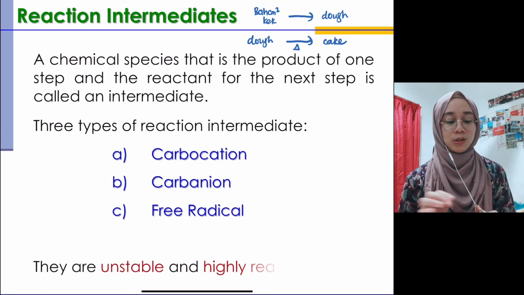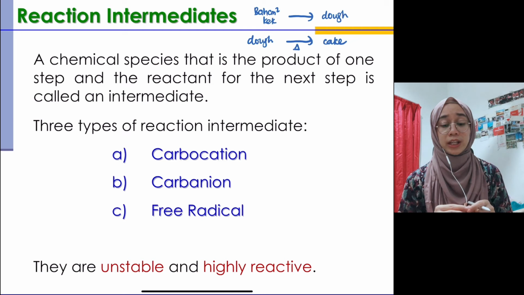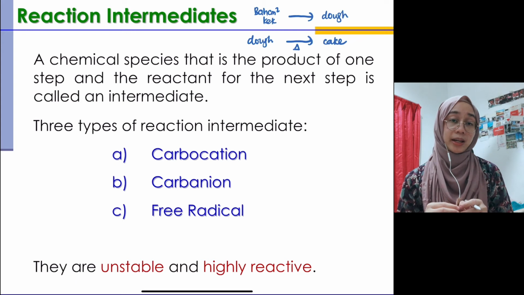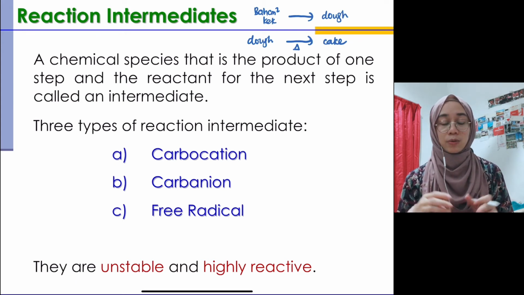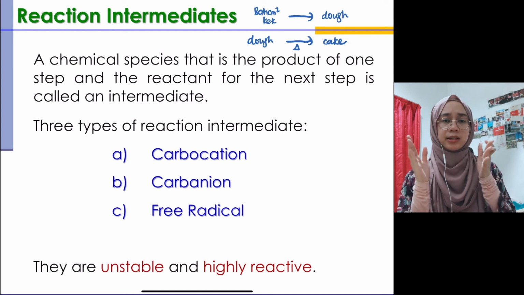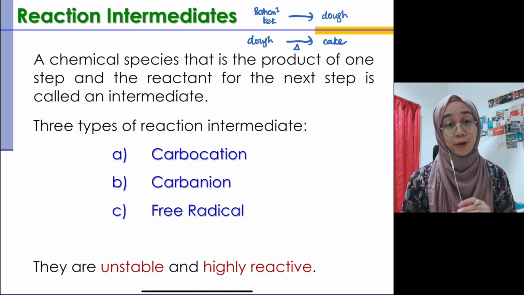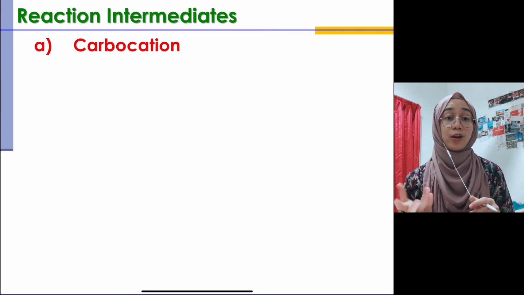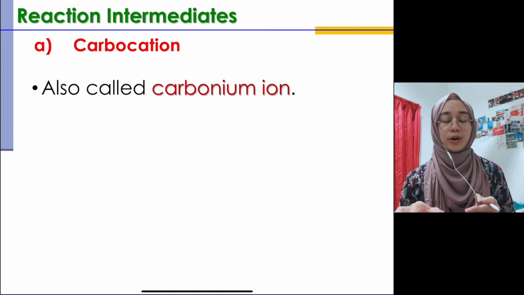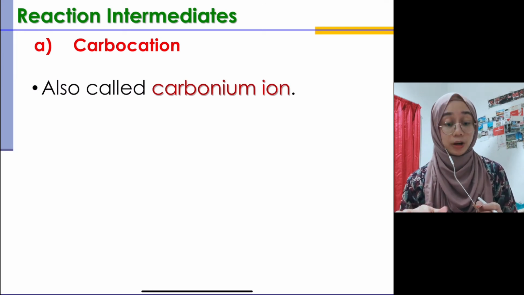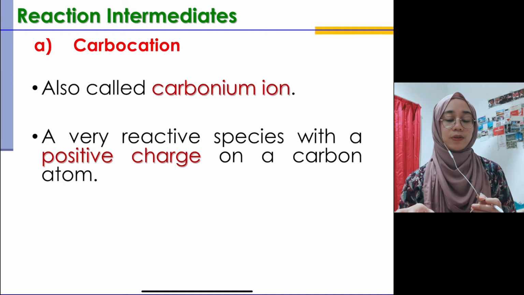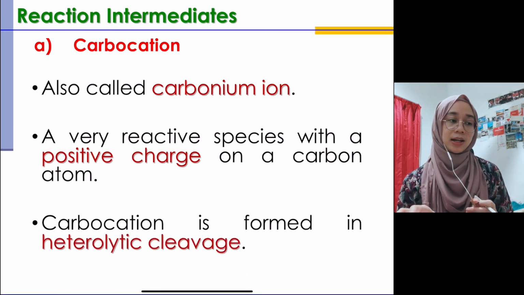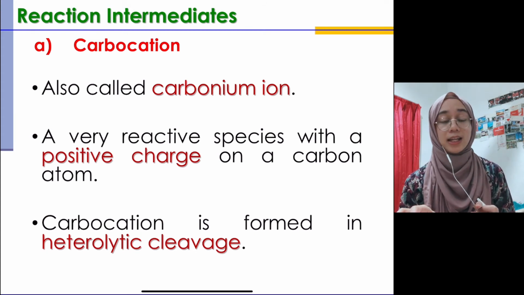Okay, so as I told you waktu kita belajar free radical tadi sekejap, reaction intermediates ni, they are very unstable and they are highly reactive. Okay, so kalau terhasilnya reaction intermediate ni, dia cepat-cepat nak proceed kepada bahagian produk tu nanti. Okay, so let's have a look at carbocation and how exactly carbocation terhasil. So it is also known as carbanium ion. It is a very reactive species with a positive charge on a carbon atom, and carbocation is a product of heterolytic cleavage.